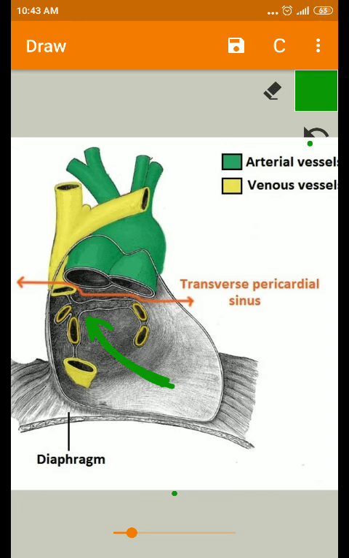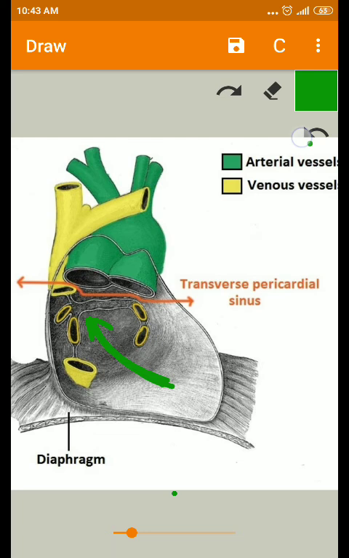So the transverse sinus is a horizontal gap between the arterial and the venous ends of the heart tube. It is bounded anteriorly by the pulmonary trunk and the ascending aorta, and posteriorly by the superior vena cava and the left atrium. On each side it opens into the general pericardial cavity.